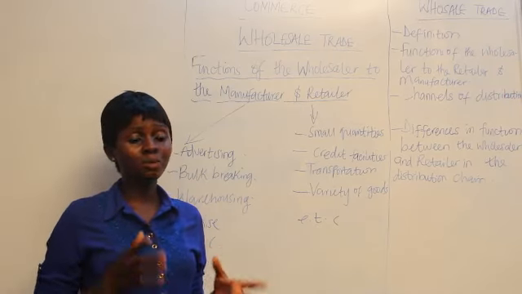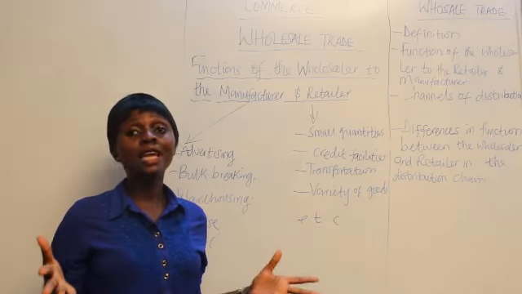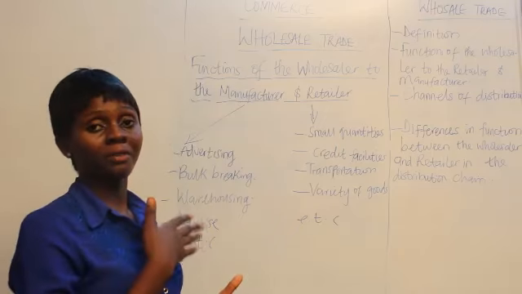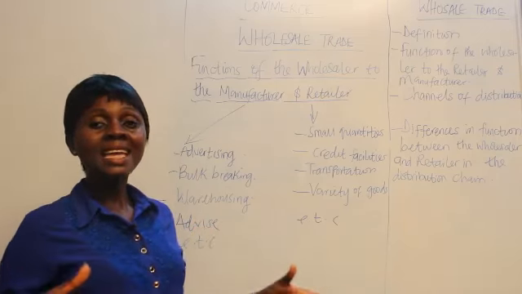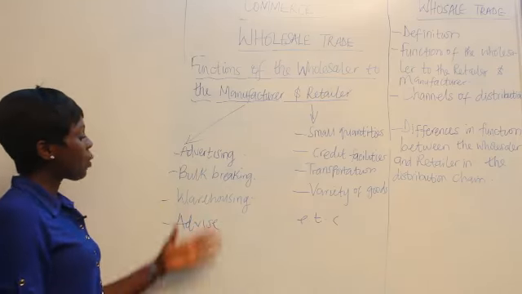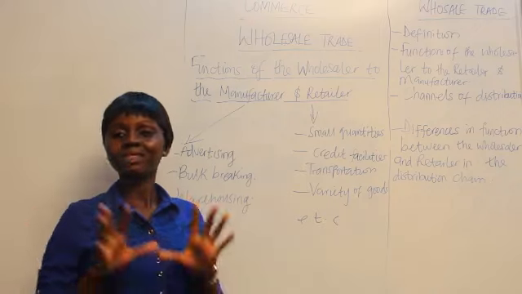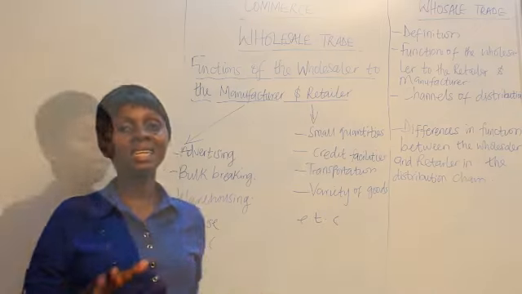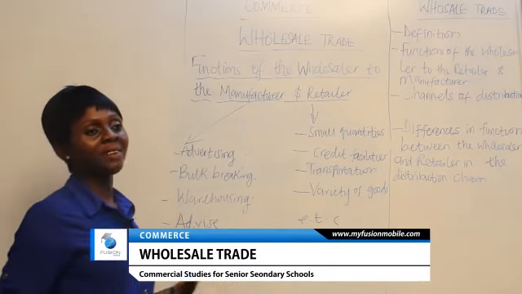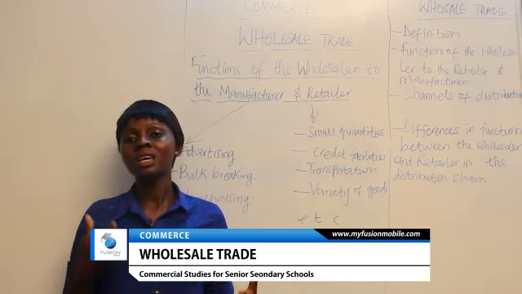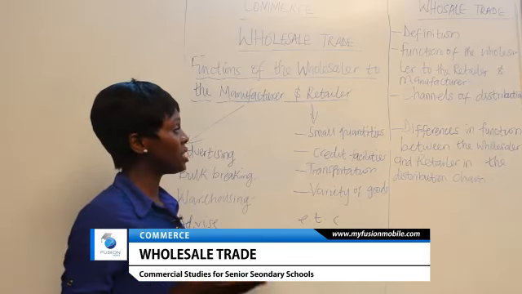The retailer, I said, is a small scale business. They do business with just little capital. They might not have enough money to buy goods from the manufacturer. So the wholesaler helps in bulk breaking because they buy goods in large quantities. Warehousing, they store goods until they are ready for distribution. Now, advice. The wholesaler advises the manufacturer on what type of product the retailer wants, or on the quality of the products the retailers want.